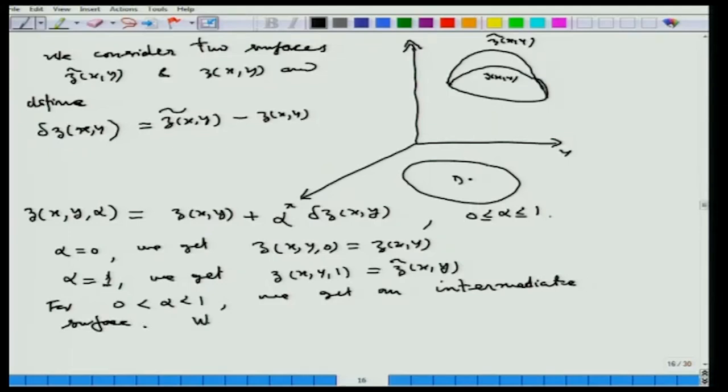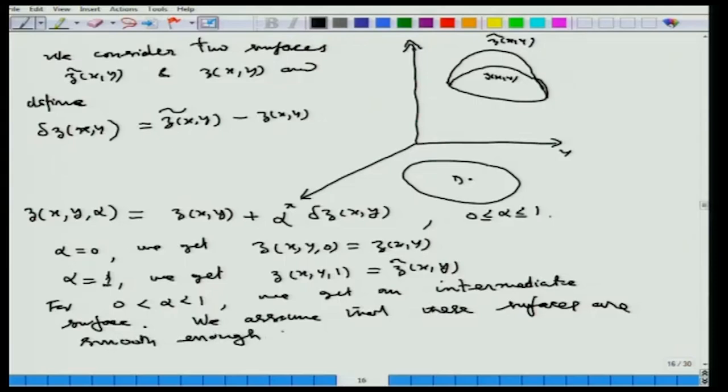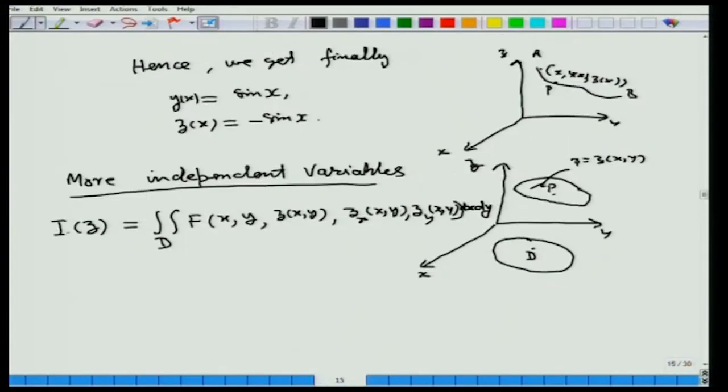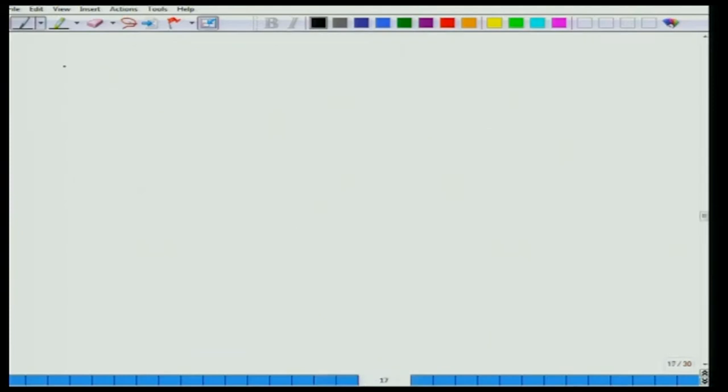So we assume that these surfaces are smooth enough so that this I(z plus alpha delta z) are well defined. So, this I(z), similarly you will have this.